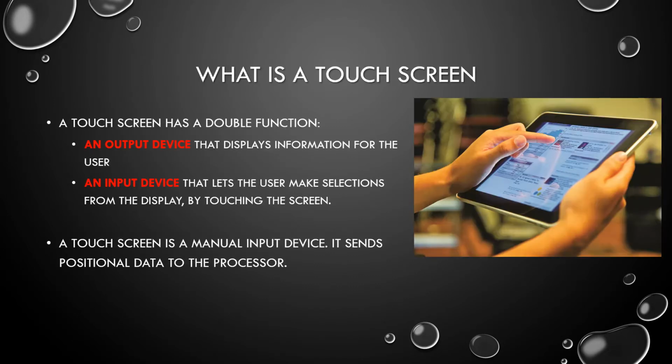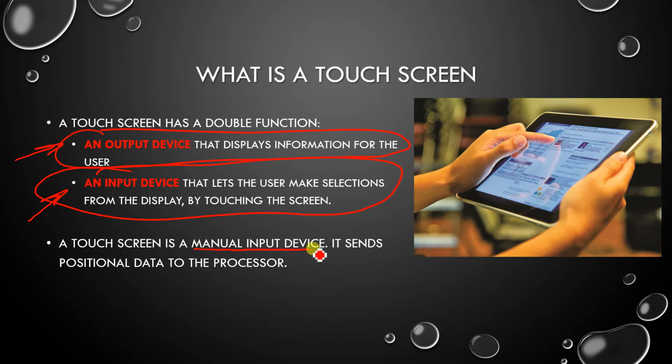Okay, so first of all, let's describe what a touchscreen is. The first thing is, a touchscreen is an input device and an output device. So it acts as both. It acts as an output device because you can see it and you're looking at what's going on in your phone or whatever device you're using, and an input device because you can touch it to relay positional data. Now it is a manual input device, just like a keyboard and a mouse, which means that you're doing it yourself. It's not going to be done automatically. The computer is not going to do it for you.